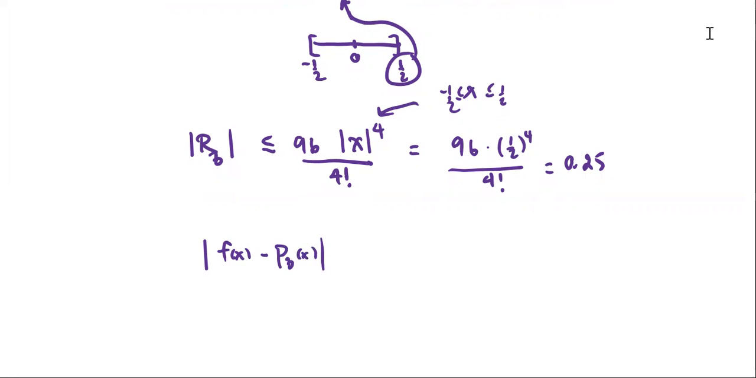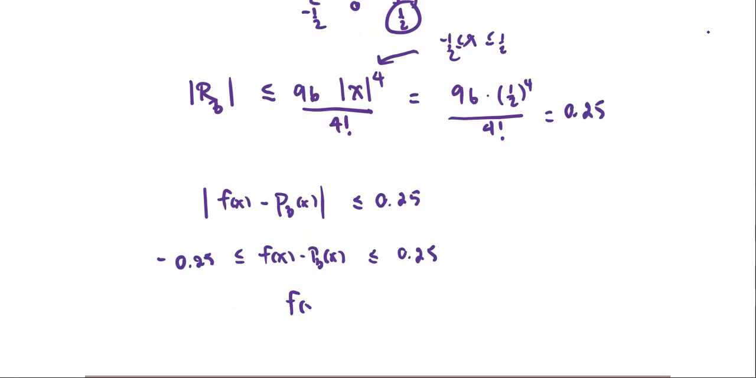So that means the absolute error, which is the difference of the exact value and the approximation P3, is between -0.25 and 0.25, or we can write it as f of x minus P3 of x, -0.25 on the left, 0.25 on the right. So the function value will be between P3 of x, the Taylor polynomial approximation of degree 3, minus 0.25, and the Taylor polynomial of degree 3 plus 0.25.